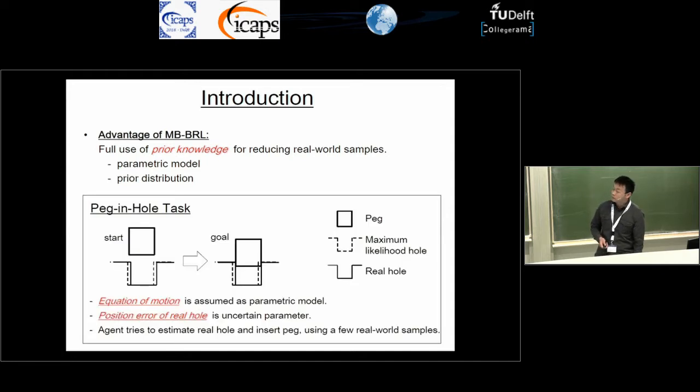This is an example, the peg-in-hole task, which is performed in this work. The square means the peg, the broken line means the maximum likelihood hole, and the solid line means the real hole. The goal is to insert the peg into the real hole. In this task, the equation of motion is assumed as a parametric model, but the position error of the real hole is an uncertain parameter. In this situation, the agent tries to estimate the real hole and insert the peg using a few real-world samples.